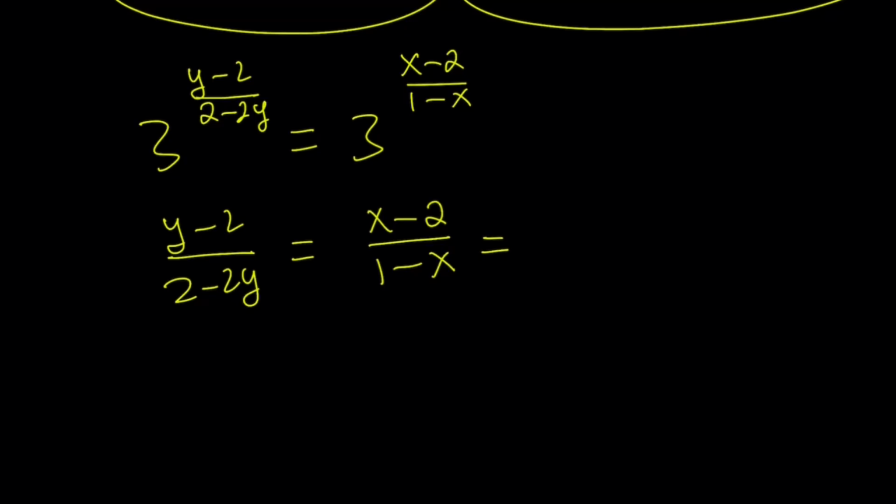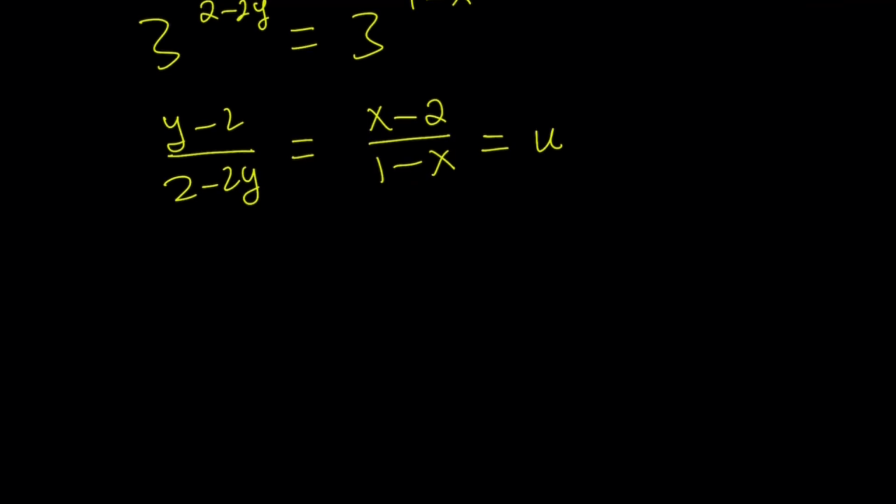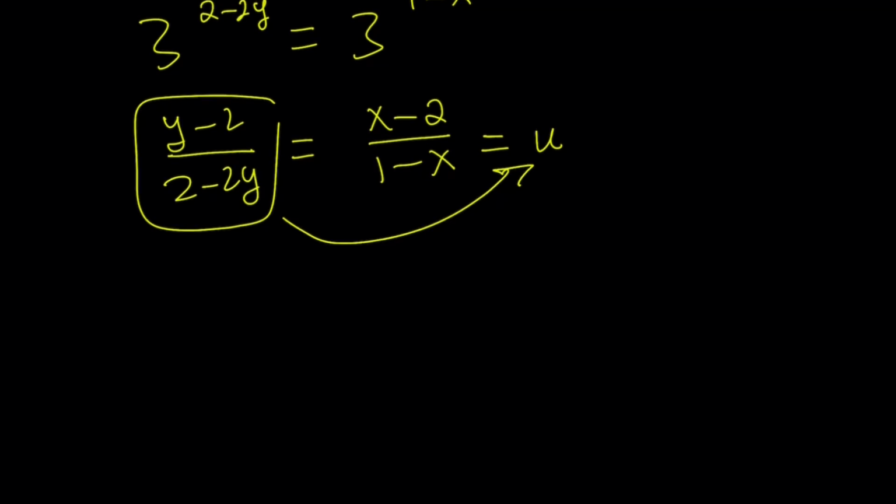So I'm going to go ahead and call this another variable. How about u? Now let's go ahead and forget about the x for now, and let's associate this directly with u. It's going to give us the following. If you do cross multiplication, y minus 2 equals 2u. Yay, this is what I was looking for.